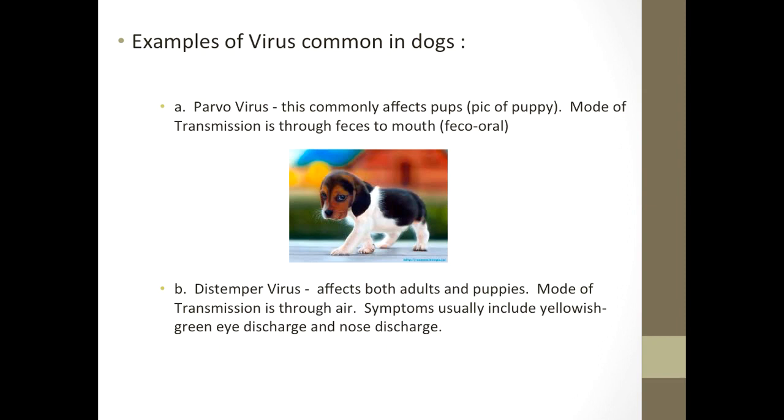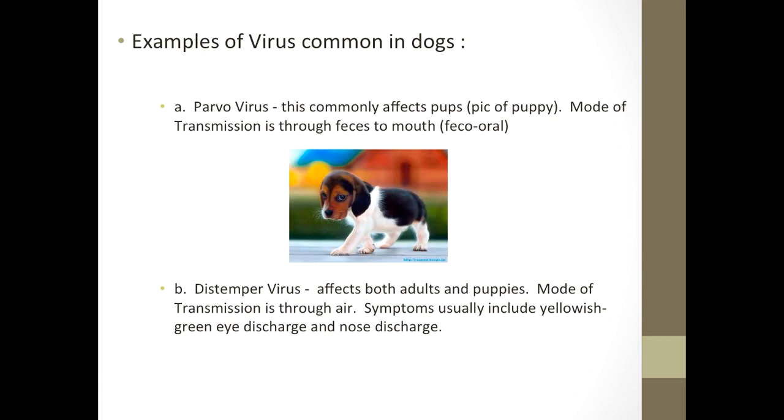So next, you have distemper virus. Distemper virus more commonly just affects dogs. It can affect dogs, it can affect puppies. So whether it's an adult or a puppy, these dogs can be susceptible to distemper virus.